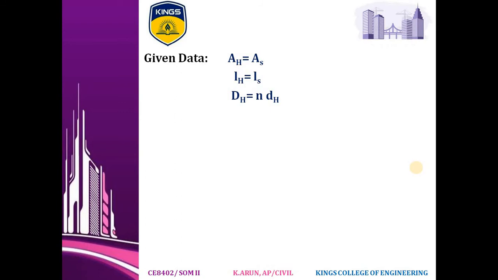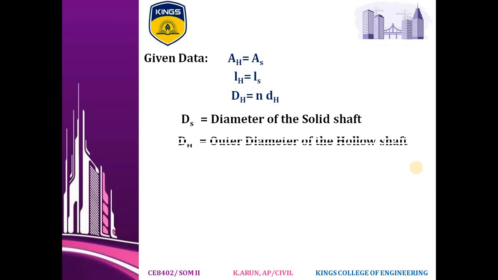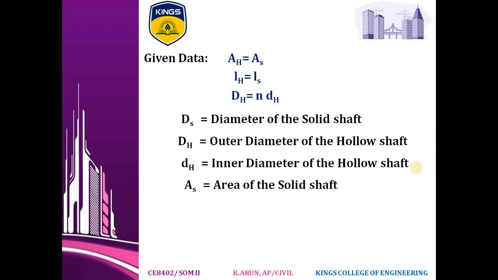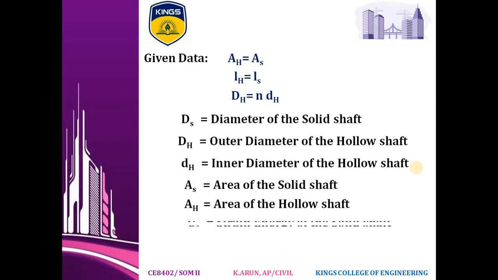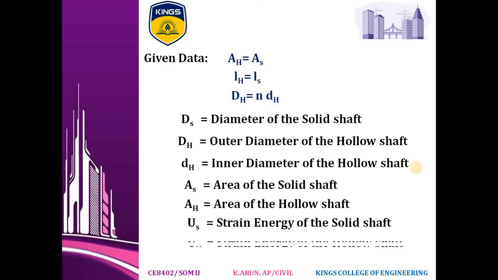The outer diameter of the hollow shaft is equal to n times the inner diameter. This is the condition they have given. Capital D_S is the diameter of the solid shaft, capital D_H is the outer diameter of the hollow shaft, and small d_H is the inner diameter of the hollow shaft. Capital A_S is the area of the solid shaft, capital A_H is the area of the hollow shaft, capital U_S is the strain energy of the solid shaft, and U_H is the strain energy of the hollow shaft.